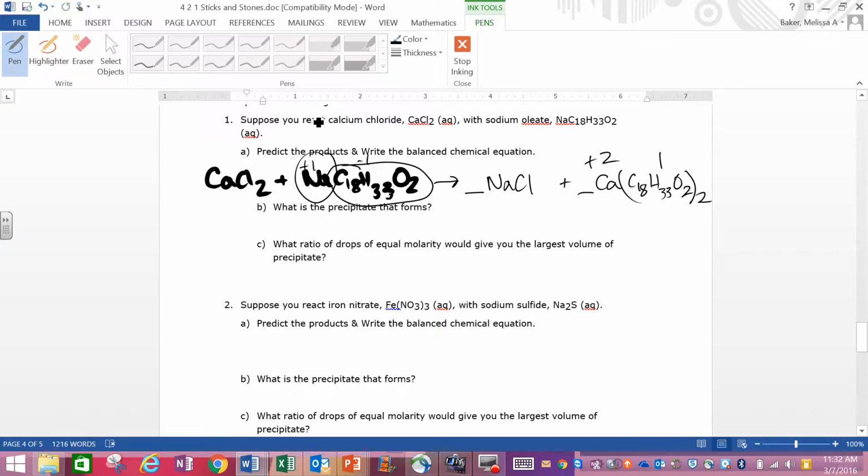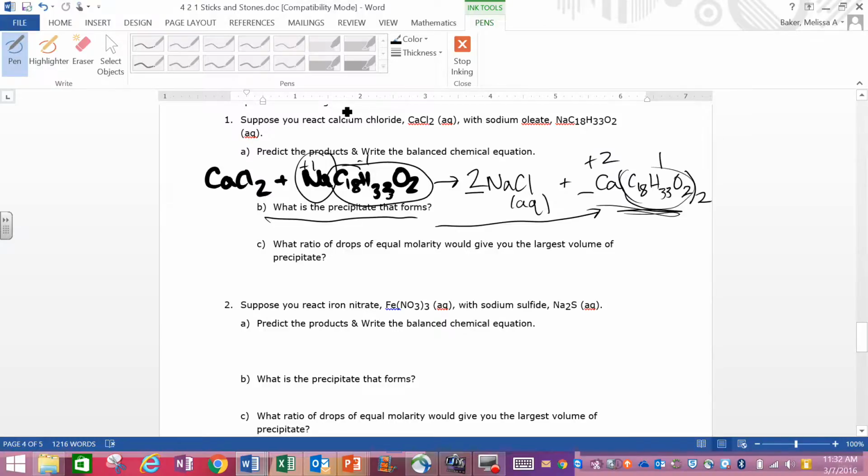Okay, now we're not balanced. We need a 2 here. And then let's figure out which one the precipitate is. Well, NaCl, if you check your solubility table, is aq. This one is not on there, but this is a huge anion. So a lot of times when you've got something big like that, that's going to be the precipitate.